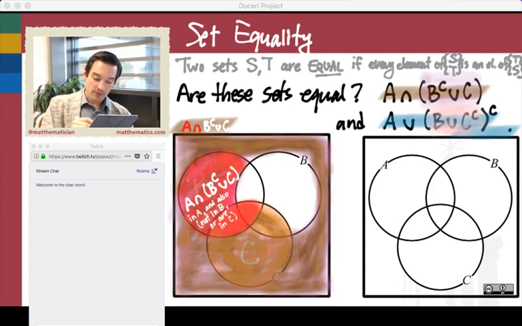So B, first of all, is of course this B circle. So I'll just kind of start by shading out my B. And now I have to take the union of that with C complement. And C complement is everything outside of the set C. So I'm going to shade outside of my C circle.